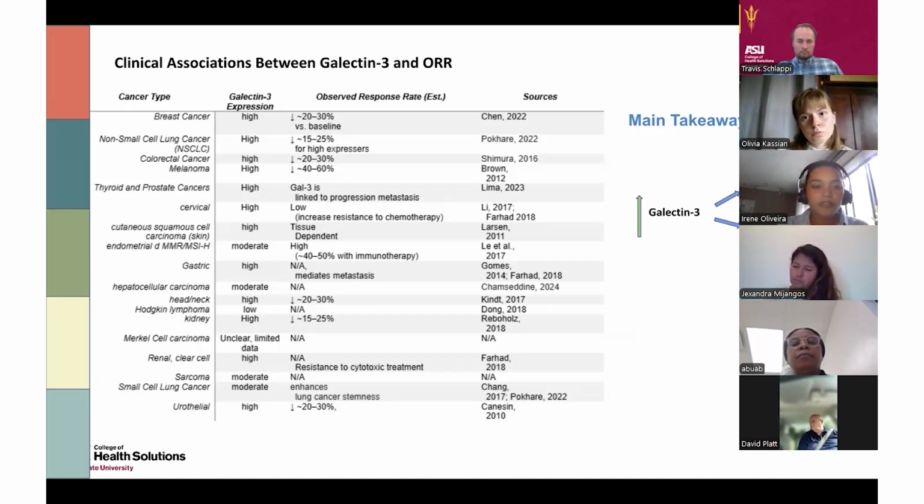For cancer types that do not have the data available for the ORR response, studies showed that high levels of galectin-3 are strongly associated with poor prognosis. That's why we observe that the response rate of the treatment tends to decrease when there is a high concentration of galectin-3. The main takeaway of this table is that once the galectin-3 levels go up, the ORR and the survival rate decrease. Next slide, please.